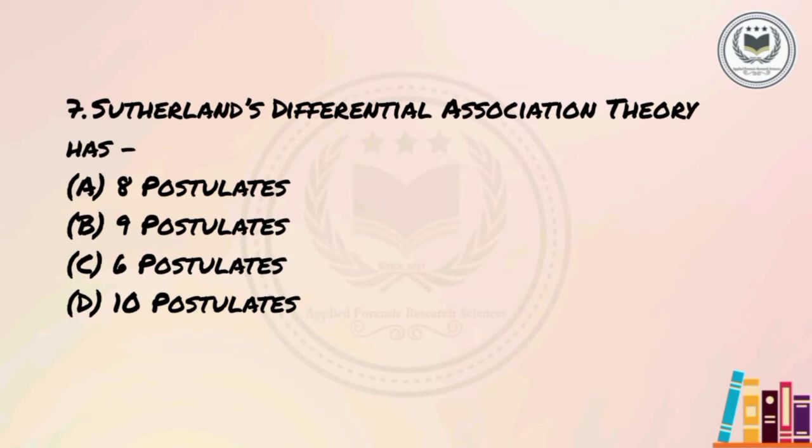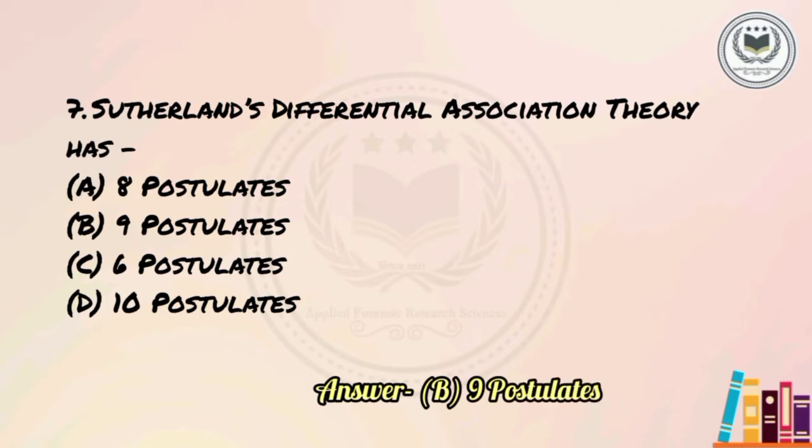Now next MCQ, that is seventh: Sutherland's differential association theory has, and the options are A 8 postulates, B 9 postulates, C 6 postulates, and D 10 postulates. And the correct answer is option B 9 postulates.